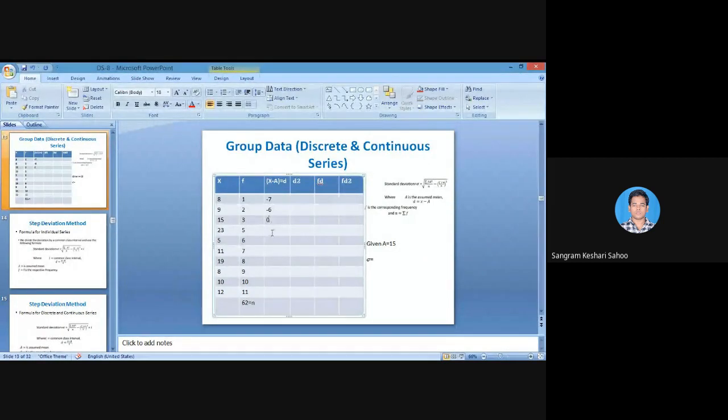Next, 0. Then 5 minus 15, minus 10. 7 minus 4, minus 4. Then 8 minus 15, that equals minus 7. 10 minus 15, that equals minus 5. 12 minus 15, that equals minus 3.